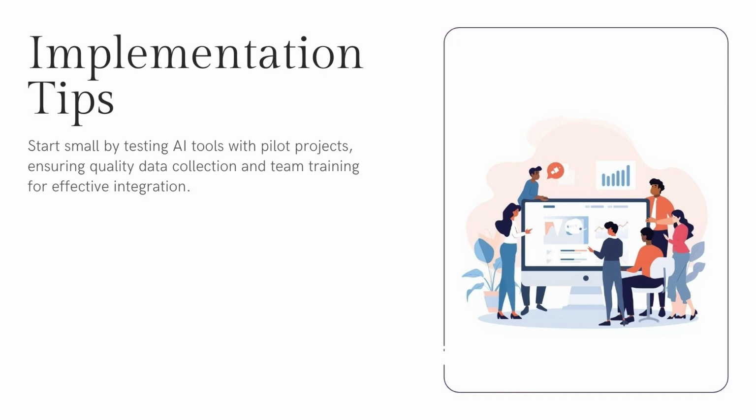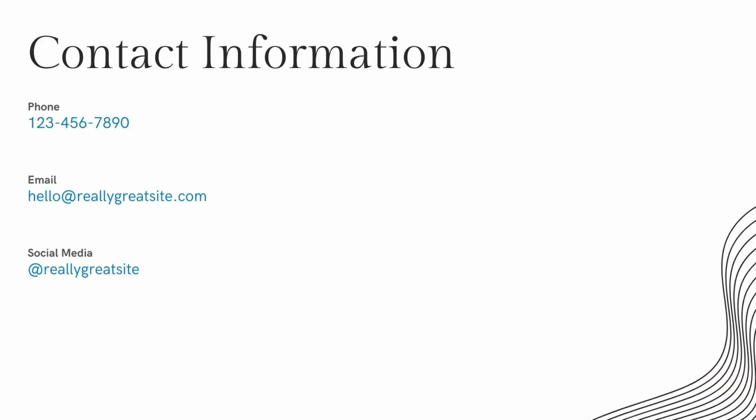Implement AI for email marketing. Tools can personalize send times and subject lines to increase open rates. Use AI-powered analytics like Google Analytics to predict customer behavior and track campaign performance.